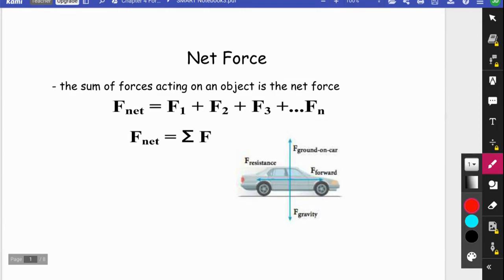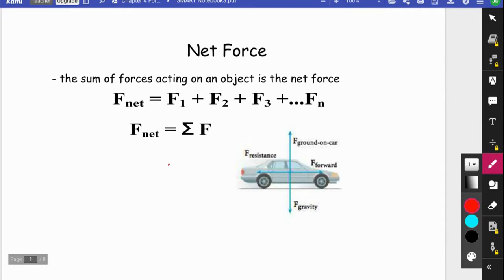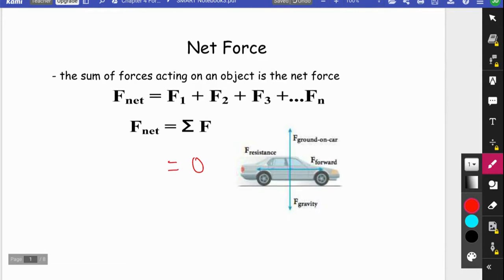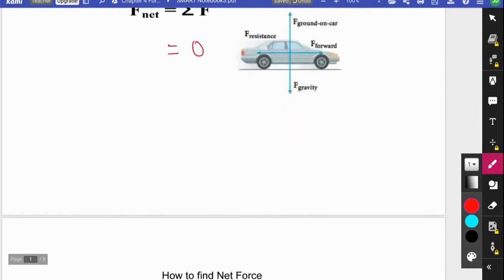Basically, the net force, the sum of all the forces acting on an object, is the net force total. And for static equilibrium, that net force is going to come out to be zero. So the sum of the forces is going to come out to be zero. But we're going to talk about that and get to that point here in a second.